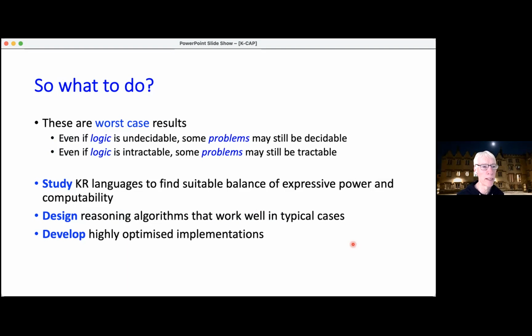And we can sort of run with this idea and basically decide, well, we'll take a sort of two-pronged approach. We'll study knowledge representation languages, and we'll try to find ones that offer a suitable balance of expressive power and computational tractability. So we won't use every single expressive feature that we can find just for the sake of it. We'll try to strike a bit of a balance. And on the other side, we'll design reasoning algorithms that work well in typical cases and try to develop highly optimized implementations that exploit the kind of features that we see in these typical cases.